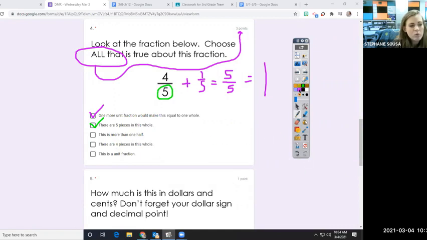This is more than 1/2. That is also true. Half of 5 is 2.5. 2.5 plus 2.5 is equal to 5.0, which is equal to 5. So it is more because this is more than 2.5. There are 4 pieces in this whole. This is a unit fraction. Questions?